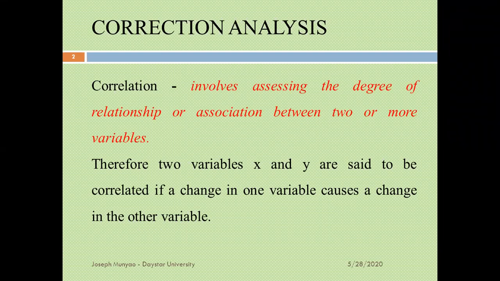Correlation analysis first helps us to establish whether the variables we are dealing with are associated or related, whether they have any connection. When you look at just two variables, x and y, we say they are correlated if a change in one variable, whether negative or positive, causes a change in the other variable. So if x is changing and is causing y to change, then x and y are correlated.